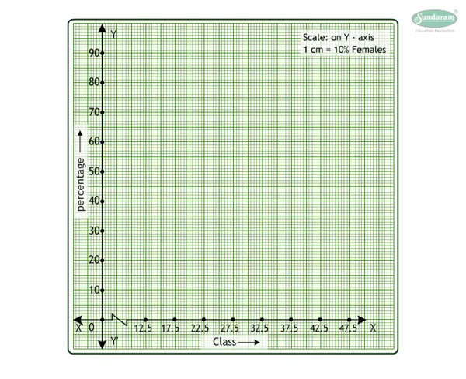Let us plot point for class 10 to 15. Next plot for 15 to 20. Similarly, plot all points. Join all the points and we will get our frequency polygon.